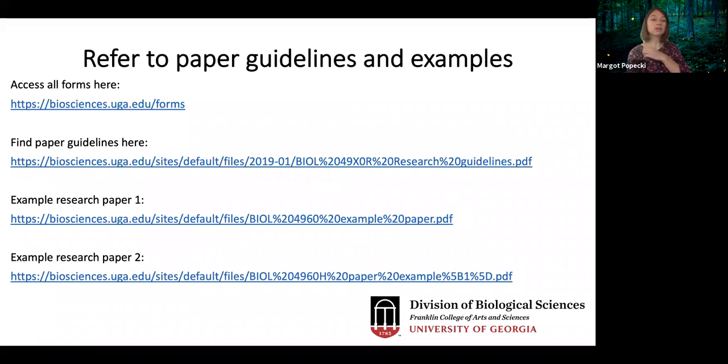So before you get started with your outline or your writing, I would suggest visiting these 2 research paper examples that are posted on the Biosciences website. These are examples of strong research papers, so you can refer to them to model your own work. Pay attention to, again, what terms they use and how they define them, the organization of the paper, how they make their figures and tables and label those things, and also just in general, the stylistic elements of their writing. This could really help you in your own work.